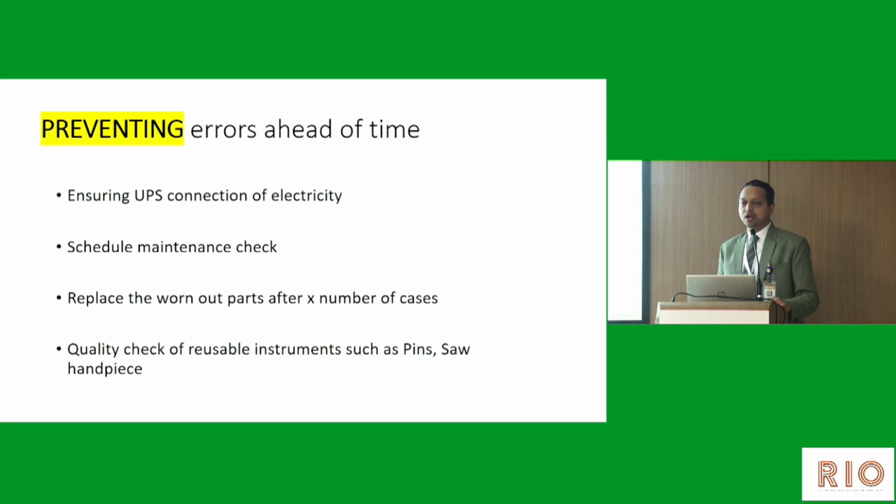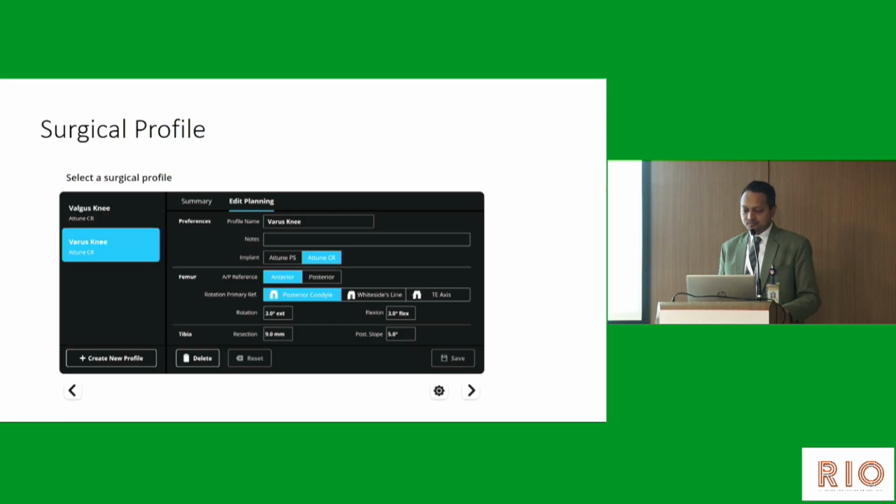So ensure that you have a good electricity connection, the UPS, and that the maintenance check of the robot is happening. Replace the worn out parts, because you may want to use the same part again and again. And quality check all the instruments like pin, saw, and the handpiece.